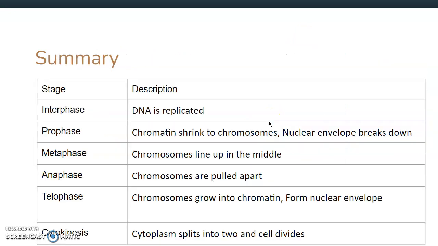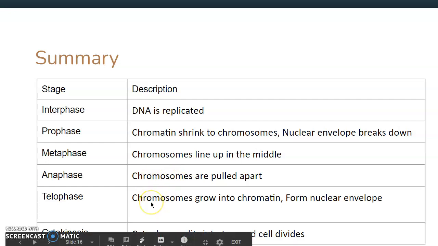So here are our basic steps. We have interphase. The important thing to remember is that our DNA is replicated in interphase. We have our prophase, where our chromatin, our spaghetti kind of mess, shrinks into chromosomes, which look like X's, and our nuclear envelope, which is part of our nucleus, breaks down. Then we have our metaphase, where our chromosomes line up in the middle. Remember, meta, middle. And then we have our anaphase, where our chromosomes are pulled apart from each other.